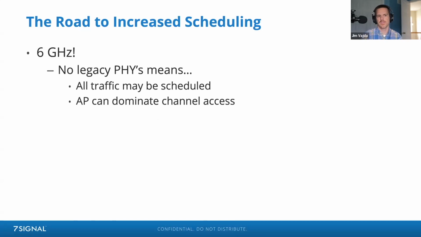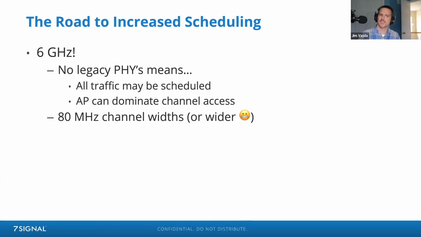Also, when the AP is making that decision about scheduling, all the traffic that it's looking at now in 6 gigahertz can be subject to scheduling. So it's not just a fraction of the traffic it's dealing with, but all the traffic in its buffer and in the clients' buffers can be scheduled. We'll also use wider channels. 80 megahertz is going to be the default deployed channel width in many enterprise networks. And that has benefits as well.